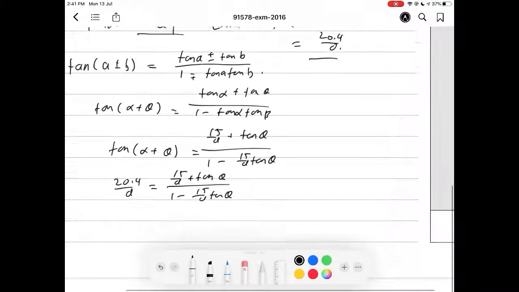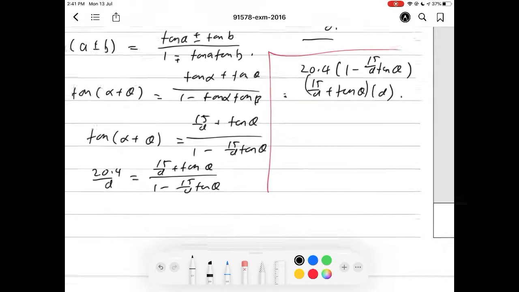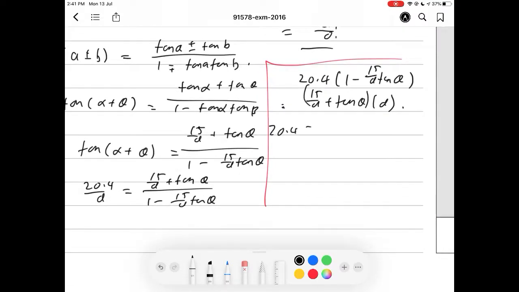And we can actually do a cross multiplication. So we get 20.4 multiplied by 1 minus 15 over d tan theta. That equals 15 over d plus tan theta, multiplied by d. Right, and this actually gets us to 20.4 minus, what's 15 times 20.4? Minus 306 over d tan theta. That equals 15 plus d tan theta.